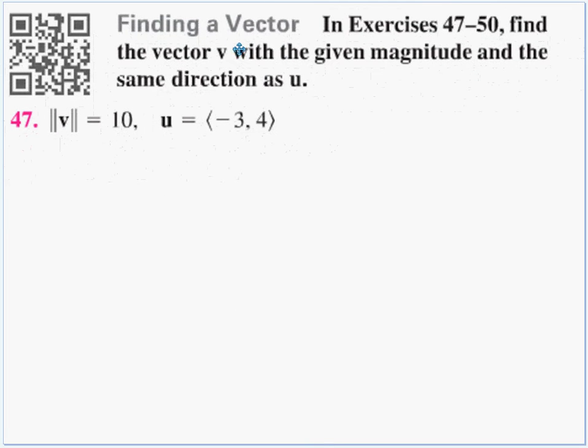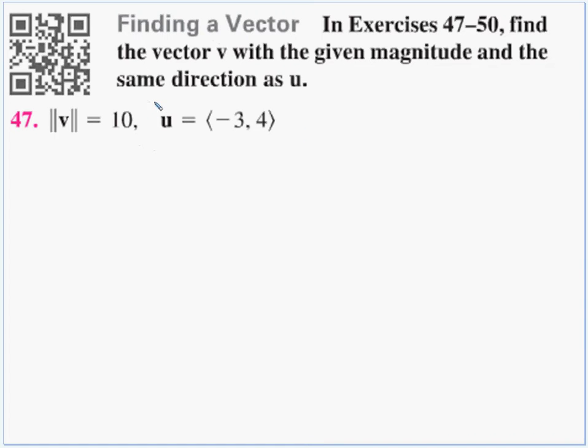47. Find the vector v with the given magnitude that goes in the same direction as vector u. Now, over the years, this is usually the one that people have the most questions on. They give us here the magnitude of our given vector, find vector v. The magnitude of the vector that we want is 10, and it's going to go in the same direction as this vector u.